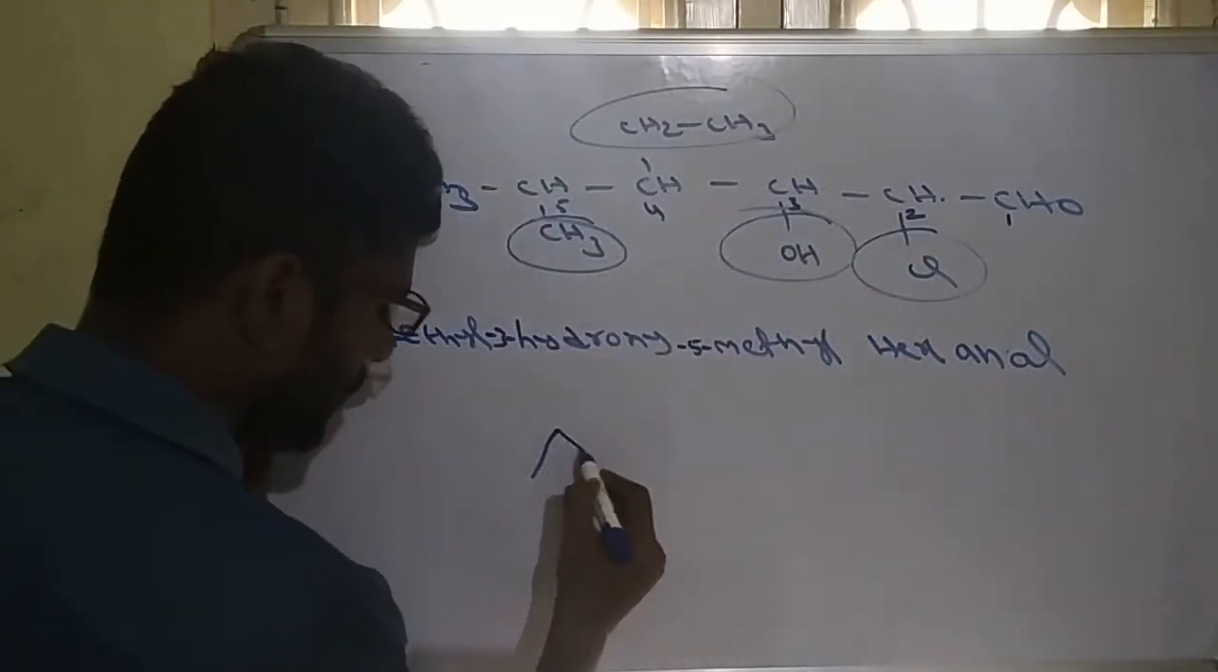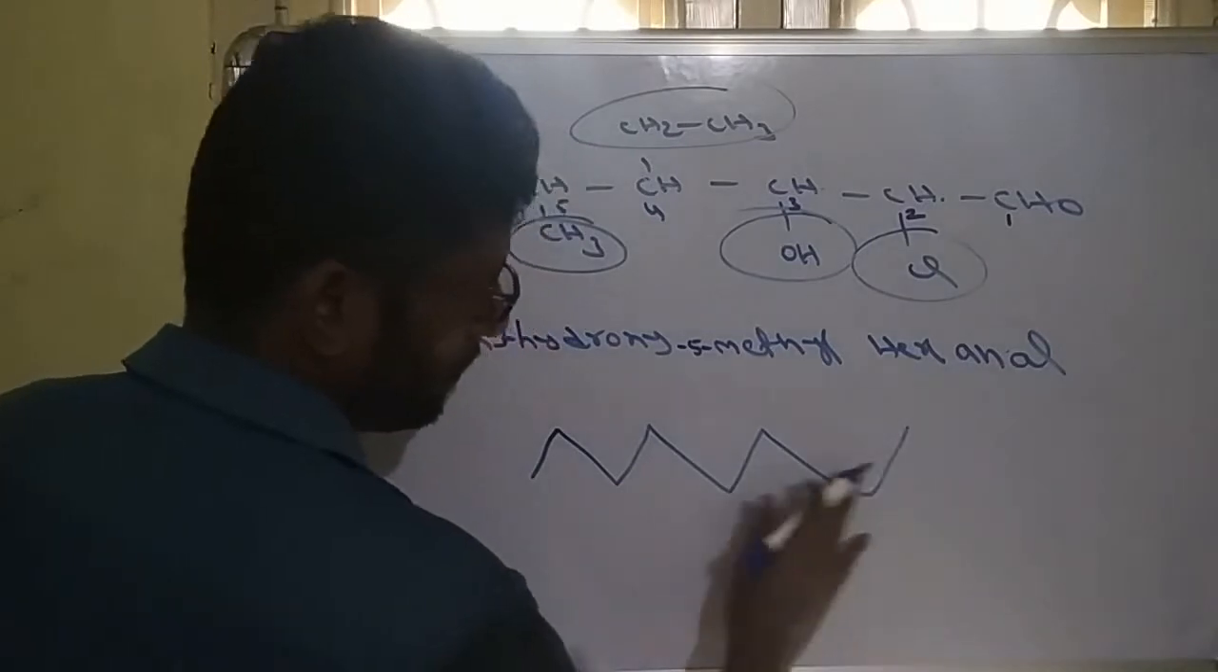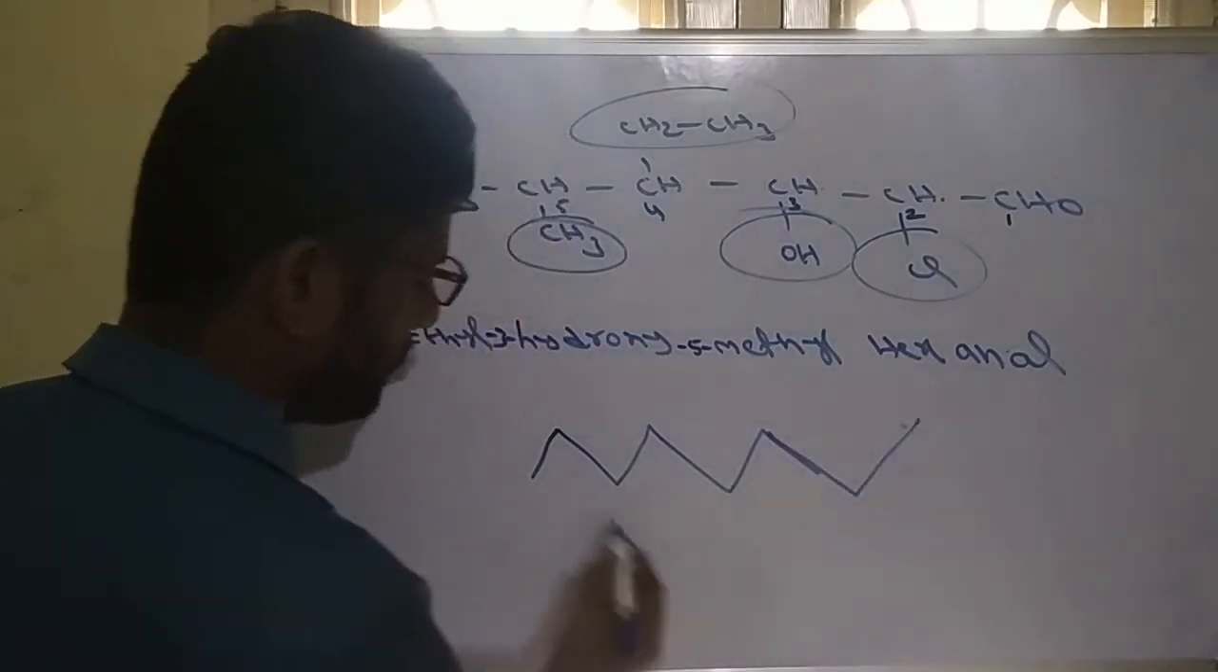So sometimes compounds will be given in bond line formula like this. So this is called bond line formula.